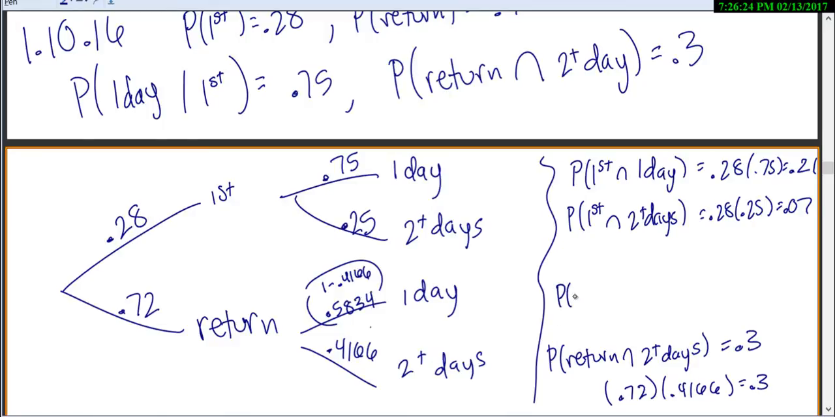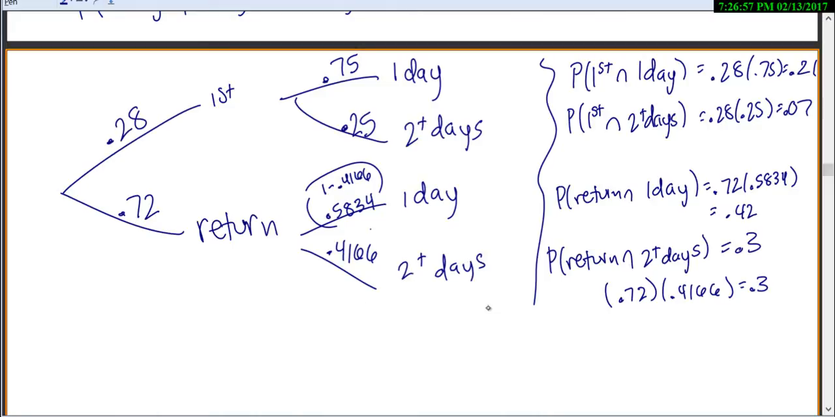So the probability that it's a return and goes out in 1 day equals 0.5834. Oh, sorry. We have to multiply the branches, so 0.72 times 0.5834 gives me 0.42. Now when you're done, add up all of these intersection probabilities and make sure they add up to 1. That's how you double check your work.